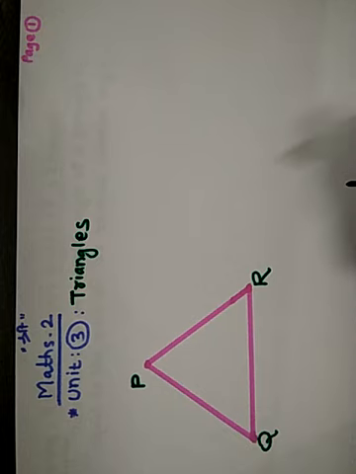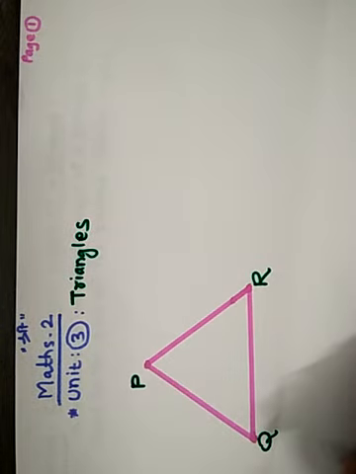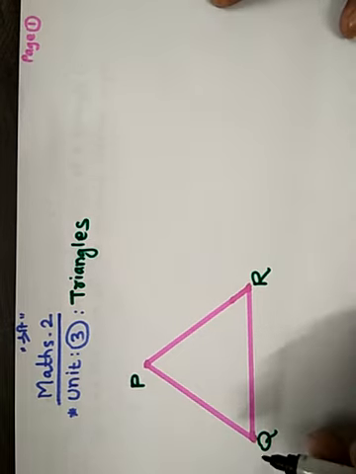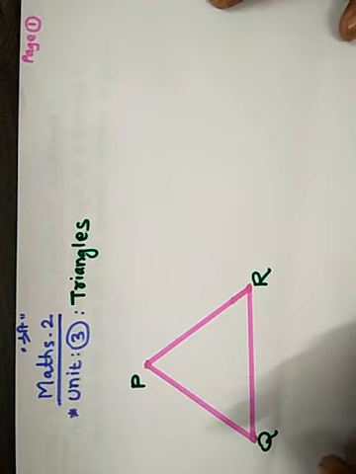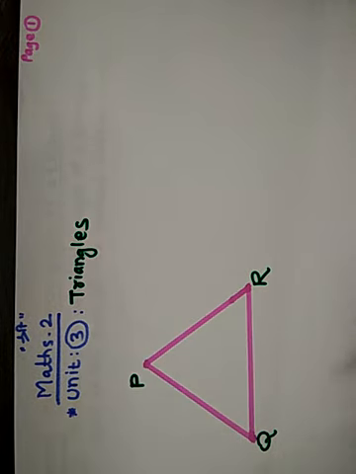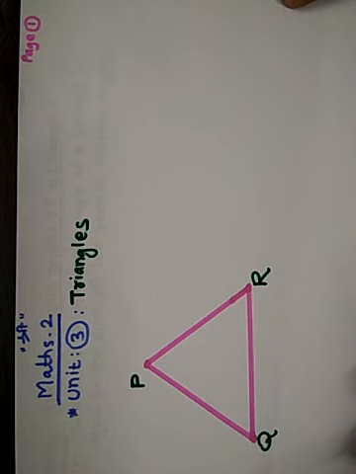Standard 9, Maths second. Students, in the last few days we studied unit number 1, basic concepts in geometry, and unit number 2, parallel lines. Now today we study unit number 3, triangles.